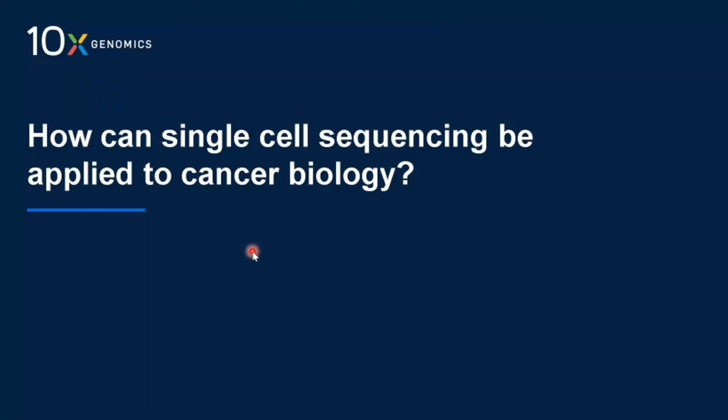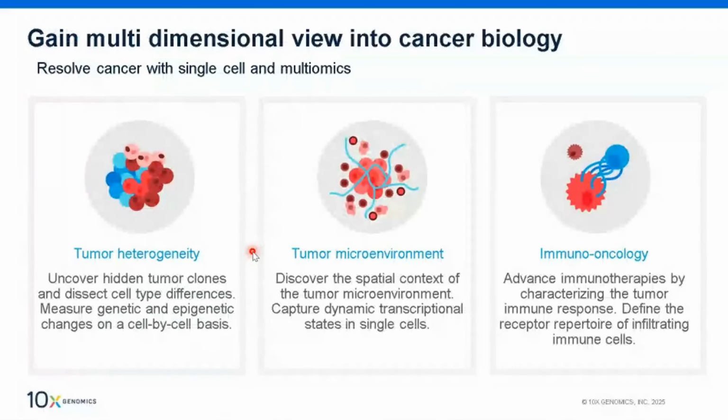Okay, so the next topic, the second last: how can single cell sequencing be applied to cancer biology? Single cell technology helps us gain a multidimensional view into cancer biology. So we resolve cancer with single cell and multiomics. The first thing we can study with single cell is tumor heterogeneity. We can uncover hidden tumor clones and dissect cell type differences. We can measure genetic and epigenetic changes on a cell by cell basis.